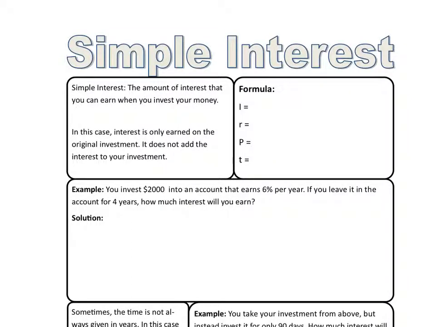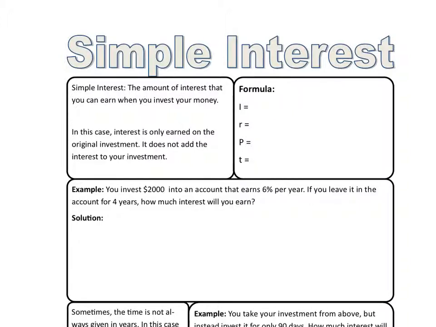Hey guys, so today we're starting our unit on saving and investing, and we're going to start with simple interest. Simple interest is the amount of interest that you can earn when you invest your money. In the case of simple interest, you're only going to earn interest on what you originally invest, and it doesn't matter how long you leave it in there for, you still only earn the interest on your original investment. So it's kind of the easiest way to earn interest, but it's not the best way.